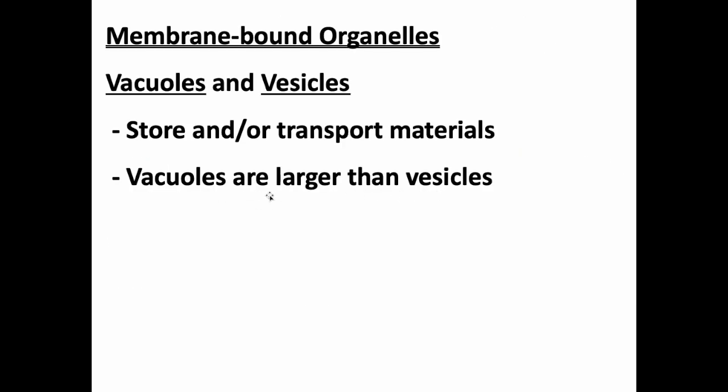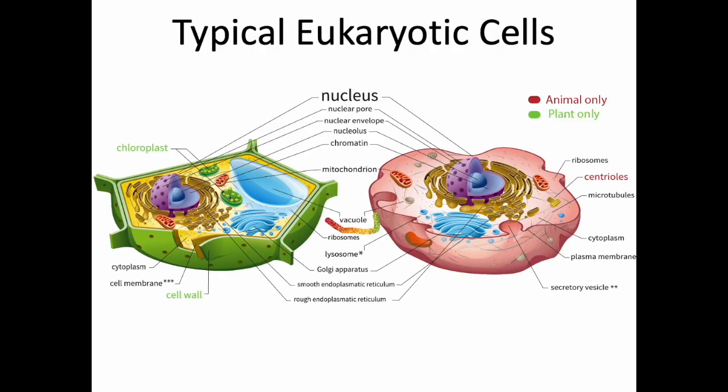But either one of these things can store things. Either one of these things can transport things. We'll see them in action later in this chapter and in other chapters. But vacuoles and vesicles store and transport materials. These are not exclusive between plants and animals, but there is a special type of vacuole that is our first exclusive. This large central vacuole.